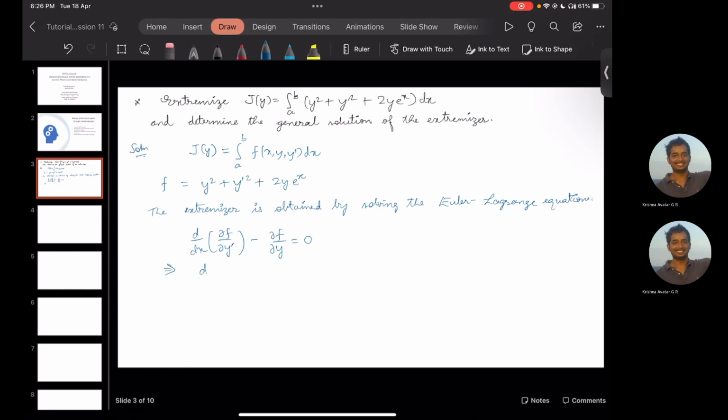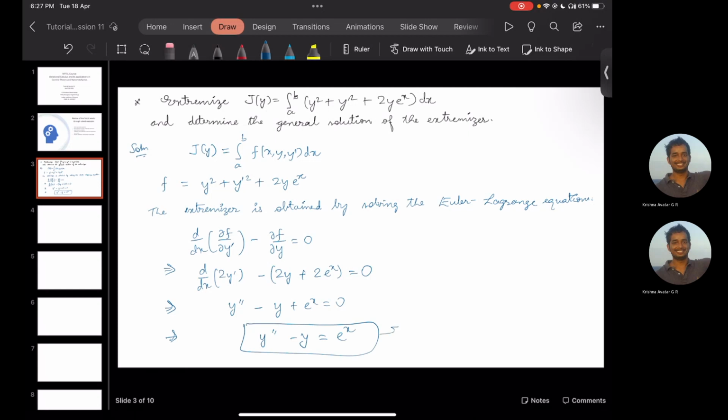For the given case, we have d by dx of the partial derivative with respect to y prime, which is 2y prime, minus partial f with respect to y, which is 2y plus 2e to the power x, equal to 0. Then factoring out 2, we have y double prime minus y minus e to the power x equal to 0. And we can write this in the form so that all the terms containing y are on the left hand side and the rest on the right hand side.